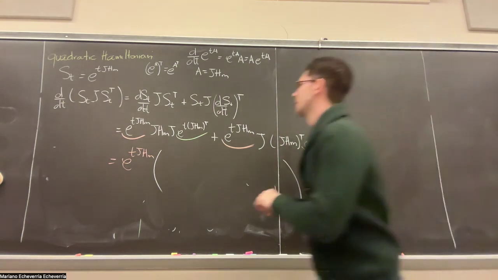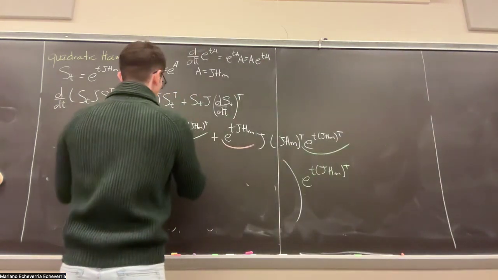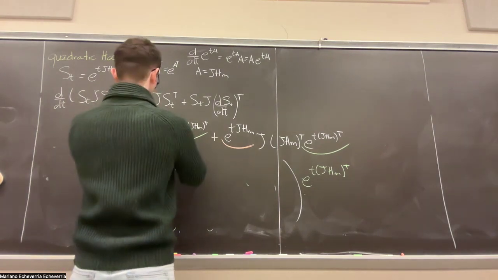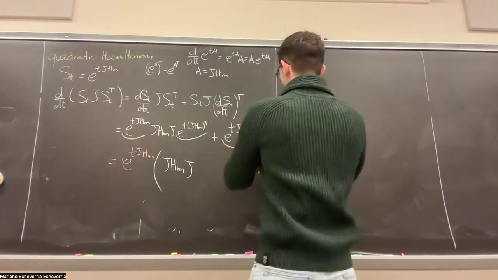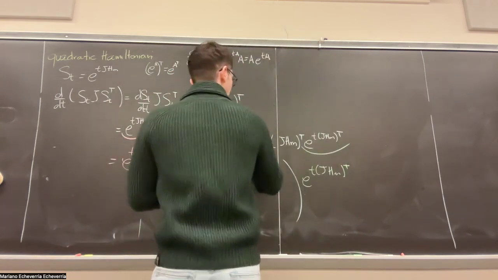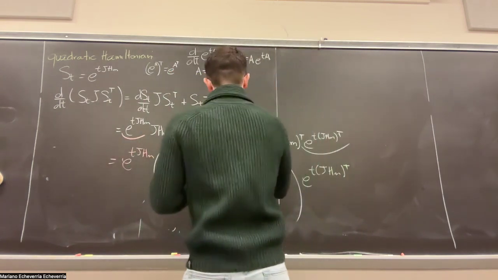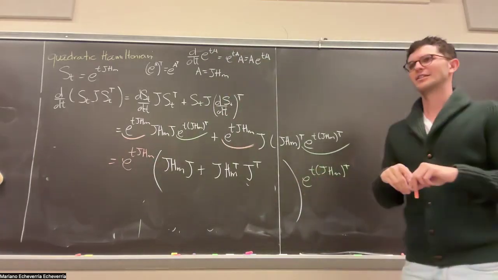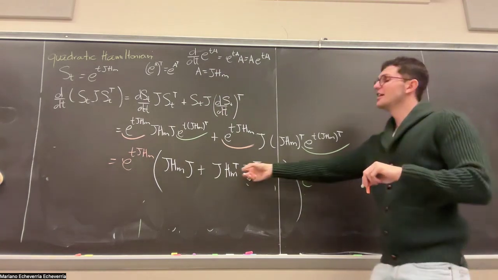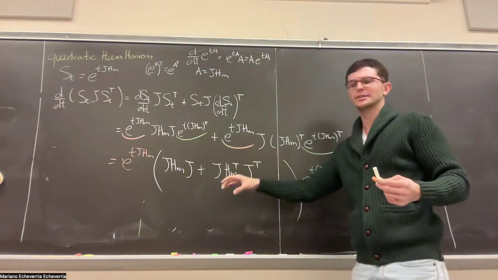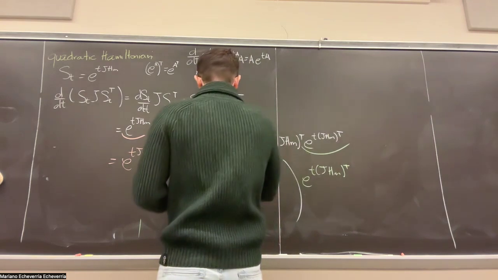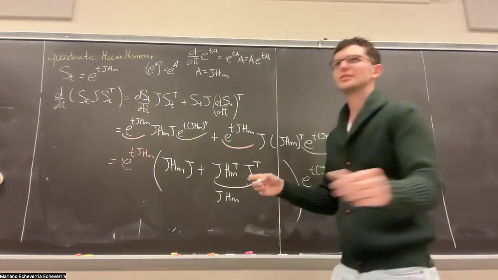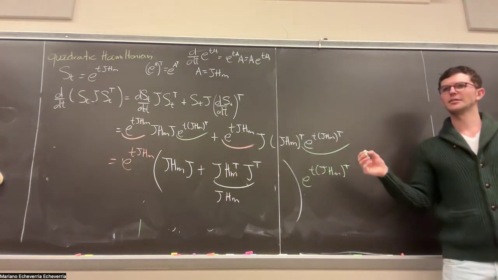So what do you get here? You get J H M J, that's what survives here, and here you get J. When you transpose, you have to transpose the product. We almost have it. H M, by assumption, the matrix is symmetric, so this is really just J H M. And what is the transpose of J? Let's see that.